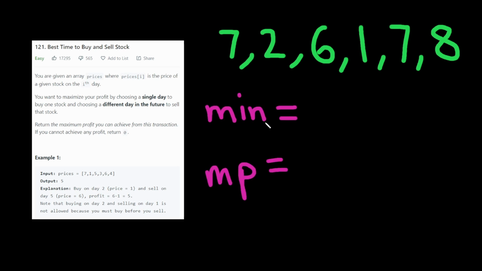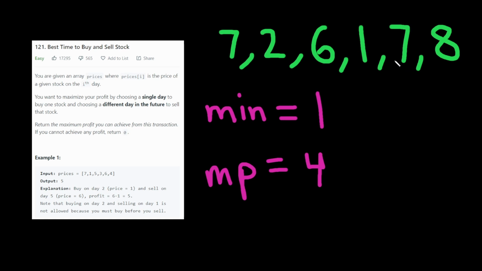So we're going to store minimum here and maximum profit here. So initially, our minimum is 7. Our maximum profit is 0. Then we get to this 2, and our minimum becomes 2. Then we get to this 6, and now our minimum stays at 2, but our maximum profit becomes 4 because 6 minus 2 is 4. Then we get to this 1. Okay, so now our minimum resets. So now we change this to 1.